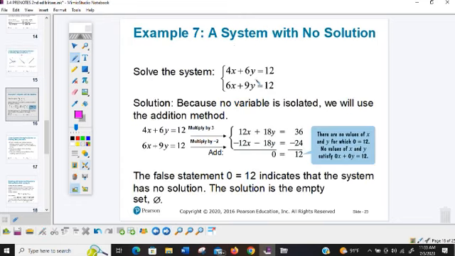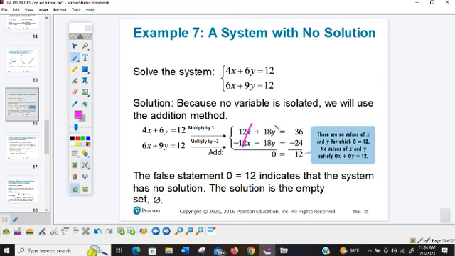So let's try one. Solve the system 4x plus 6y equals 12 and 6x plus 9y equals 12. What they chose to do is to make the x's 12s. So they multiplied the top by 3 and the bottom by -2, so it would cancel out. When you multiply everything here by 3, you get 12x plus 18y equals 36. When you multiply this entire equation by -2, you get -12x minus 18y equals -24.